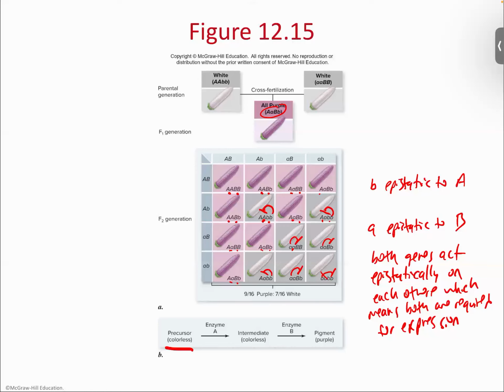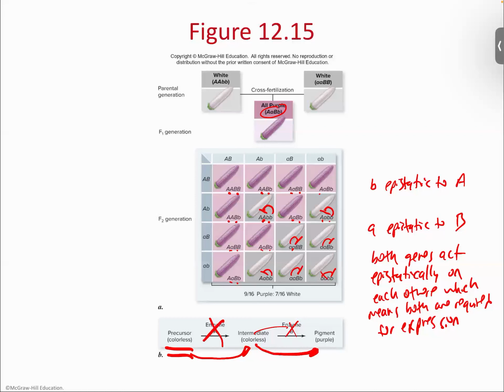So here's basically a colorless precursor, which is converted into an intermediate that is also colorless by A, right? That's your A gene. So it's an enzyme that's encoded by the A gene. And then the B enzyme encoded by the B gene will turn this intermediate into your purple pigment. Well, here's the problem. If you don't have any B, then you can make as much colorless intermediate as you want. It's never going to get past this last step. So that basically means that the presence of B is required to get purple.